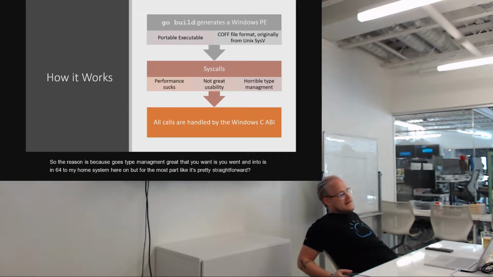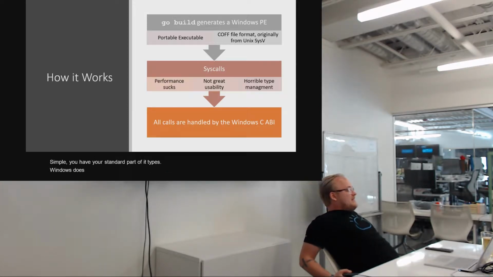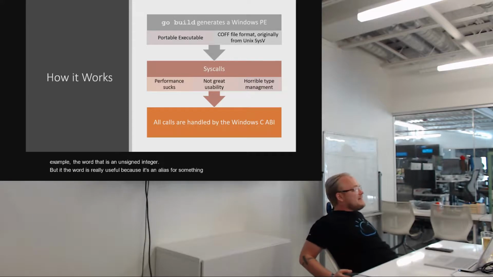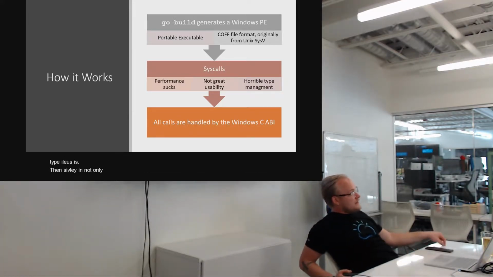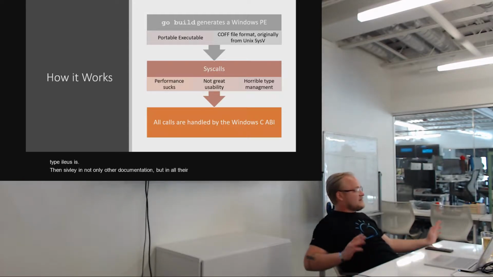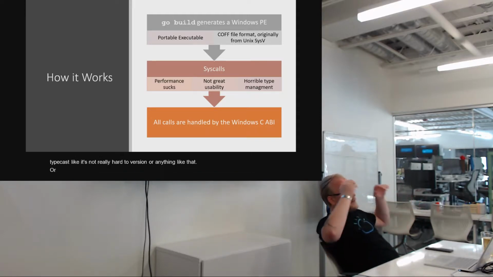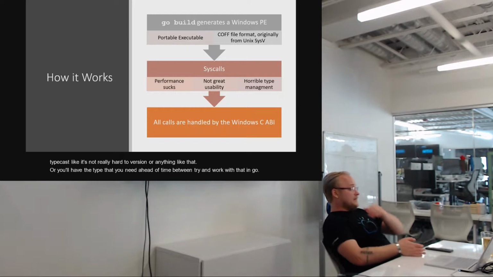You have your standard programming types. Windows does too, but they call them different things, and they use aliases extensively. For example, DWORD. That is an unsigned integer. But a DWORD is really useful because it's an alias for something else. And so Windows uses type aliases extensively in not only all their documentation, but in all their interfaces. Generally it's just a typecast, not a really hard conversion, or you'll have the types that you need ahead of time. But when you try to work with that in Go, it sucks really bad.